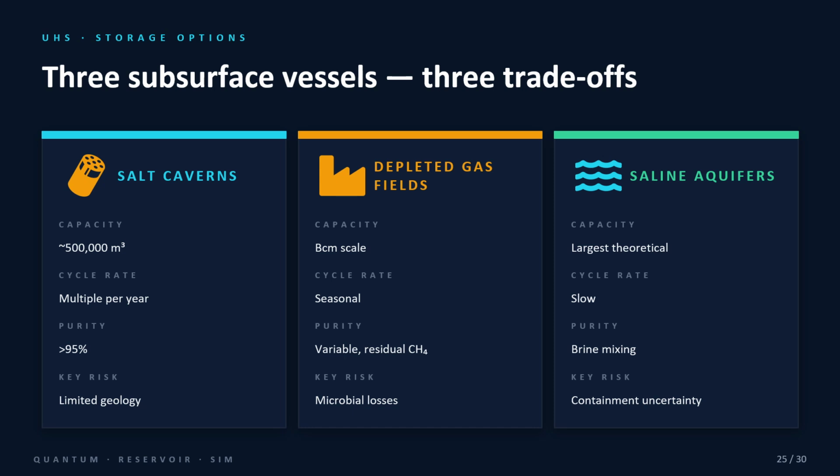The third option is saline aquifers. These have the largest theoretical storage potential, but they are also the most uncertain. They require careful assessment of containment, flow behavior, cushion gas, and recovery efficiency. Each storage type involves trade-offs between capacity, cycle rate, purity, cost, and risk. Simulation is essential for comparing these options and identifying which site is suitable for which energy storage purpose.